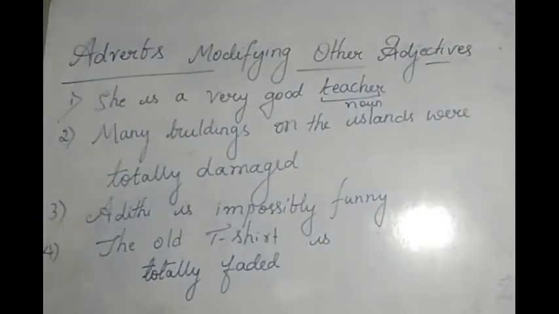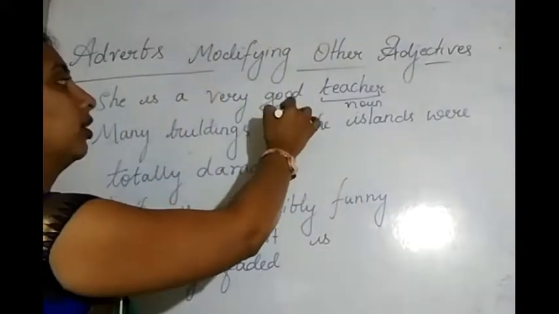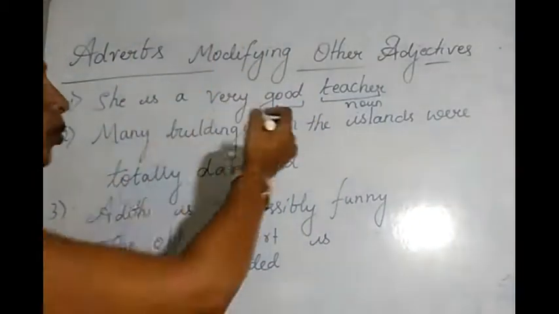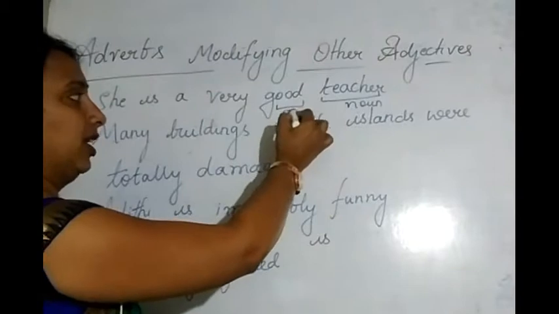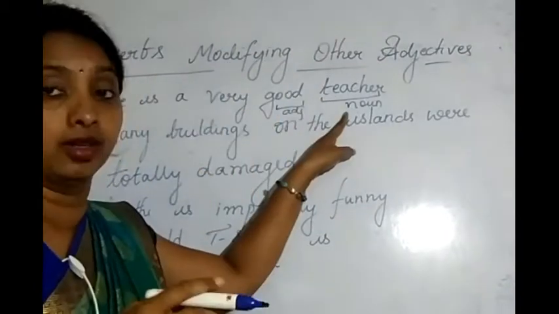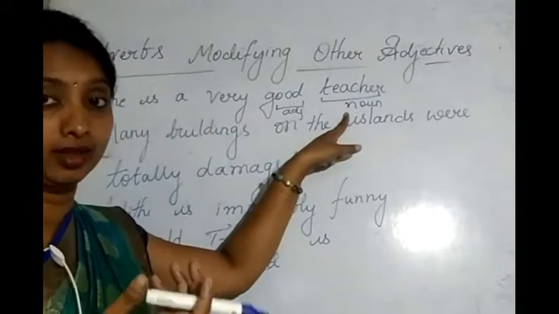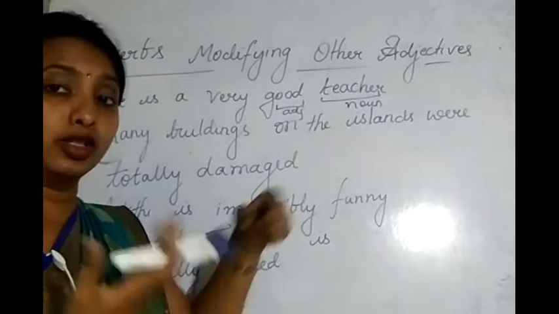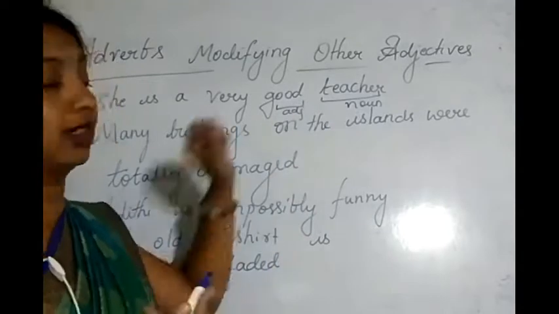Then, which word is describing this noun? Good is describing this noun. A word which describes a noun is called an adjective. Are you getting? Noun. Words that describe a person, place, or thing are called adjectives.